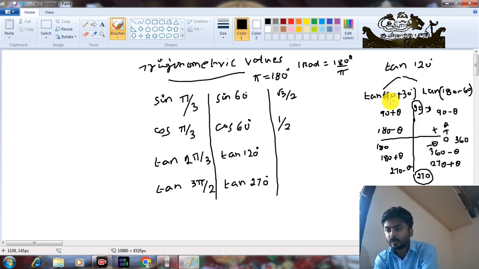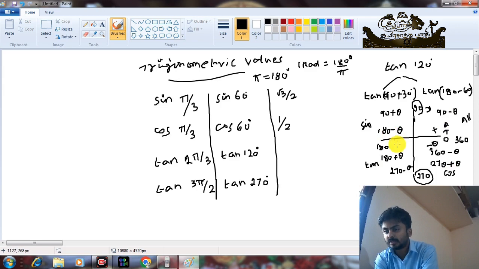Okay, so tan 120 is tan 90 plus 30. So tan 90 plus 30 means this comes under second quadrant. Okay, this is first quadrant, this is second quadrant. In second quadrant only sine family is positive. Here in first quadrant all trigonometric ratios are positive. Okay, here sine and cosecant are positive. In the third quadrant tan and cot are positive, and in the last quadrant we are having cos. Okay, cos and secant are positive.